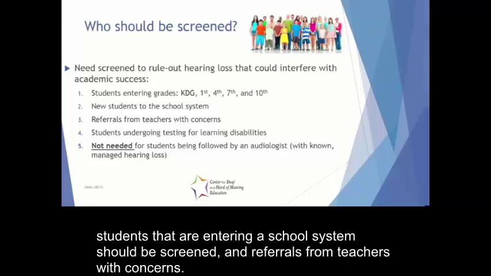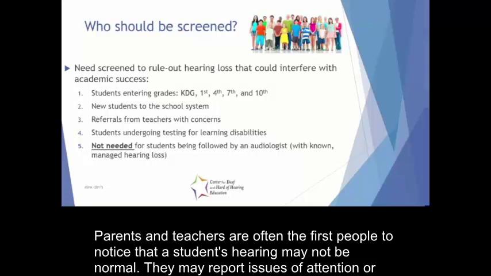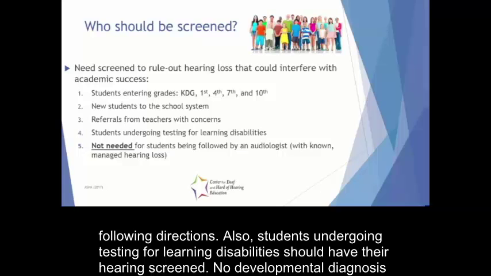New students that are entering a school system should be screened, and referrals from teachers with concerns. Parents and teachers are often the first people to notice that a student's hearing may not be normal. They may report issues with attention or following directions. Also, students undergoing testing for learning disabilities should have their hearing screened.